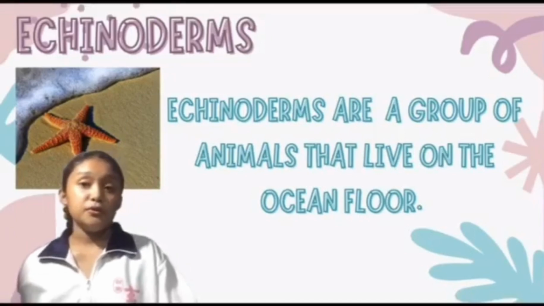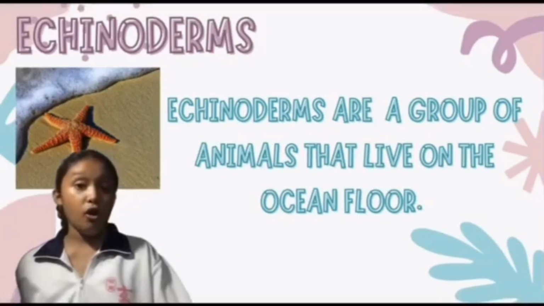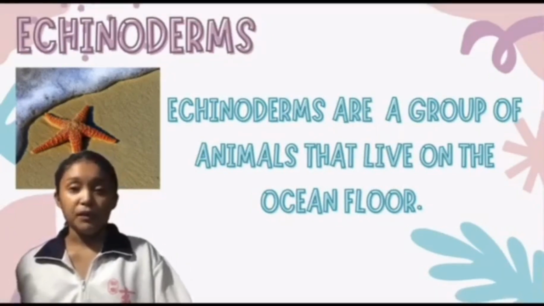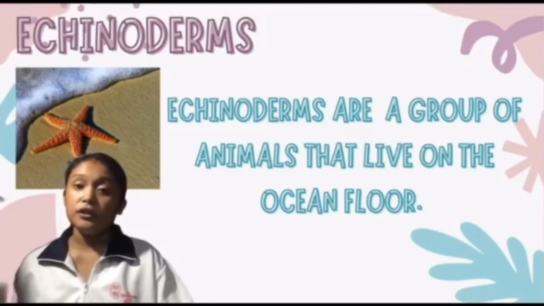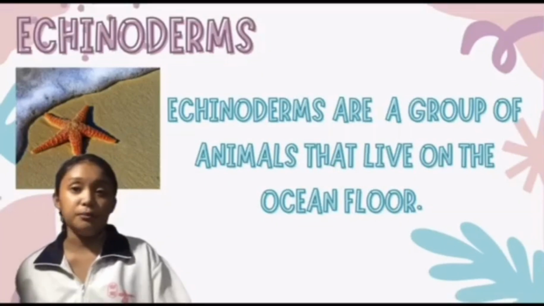Echinoderms. Echinoderms are a group of animals that live on the ocean floor. Examples of echinoderms include starfish, brittle stars, echinoids, and sea cucumbers.